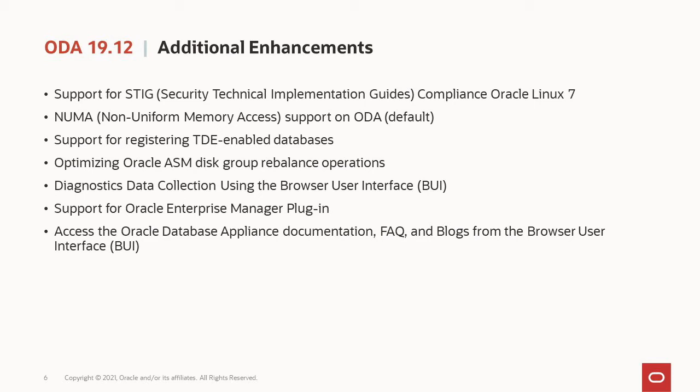Okay. So other than that, there's a lot of usability enhancements, as you can see, right? We can finally use the browser user interface for collecting diagnostic information. We have the new Enterprise Manager plugin support. And then we also have this thing called Resource tab on the browser user interface now. You can directly access documentation, FAQs, and blogs, right? So all the information is right there for our users. So these are the additional enhancements in 19.12. And so I think that's it.